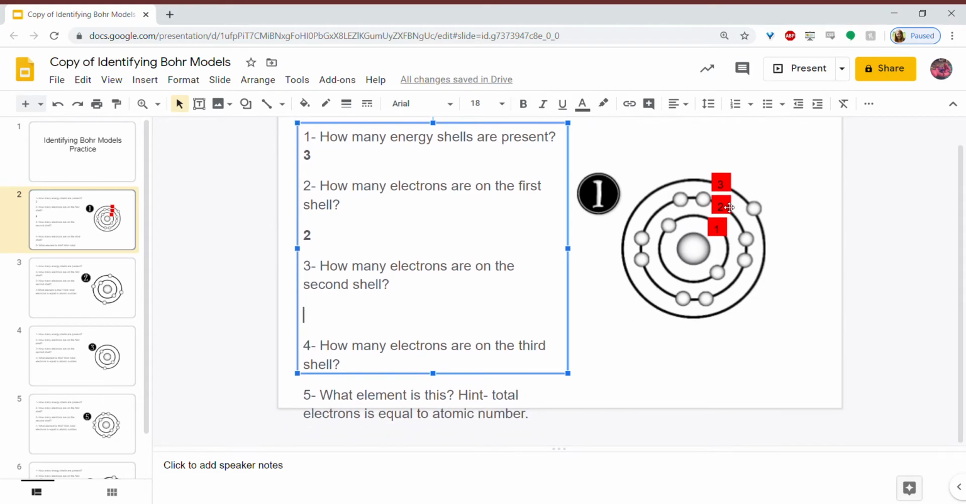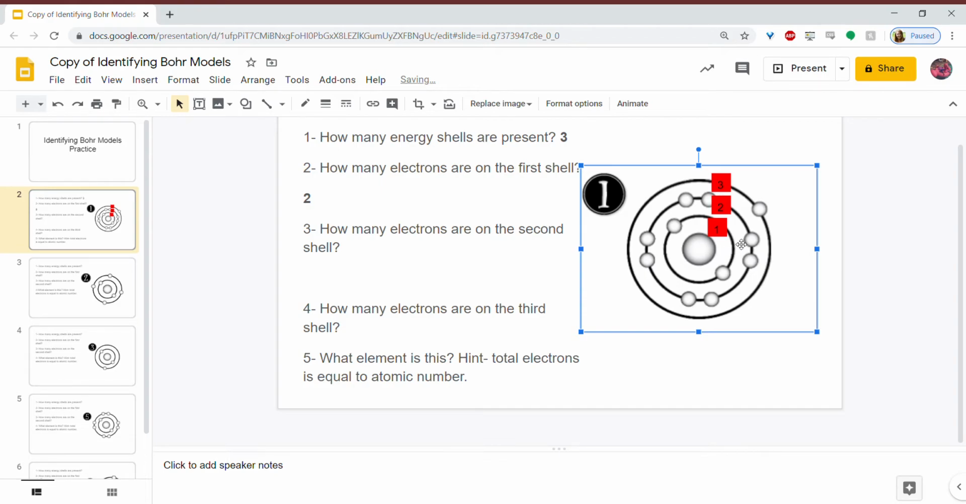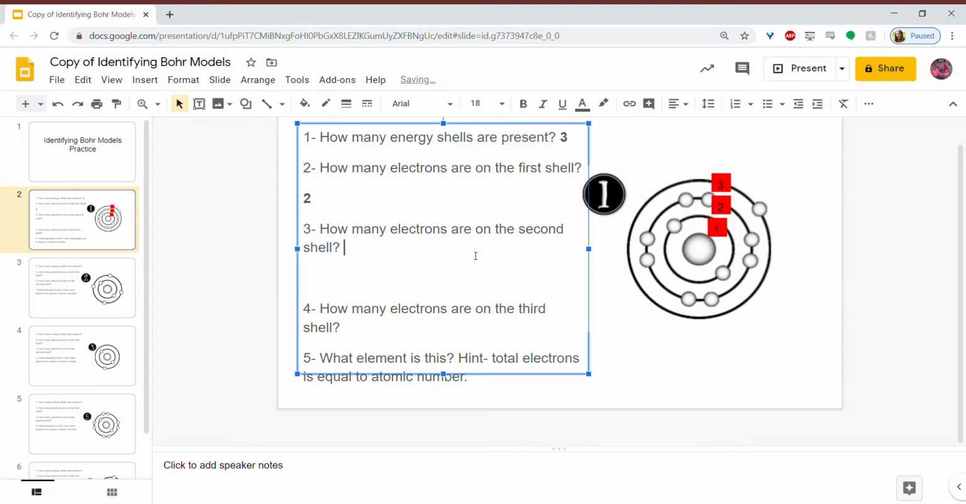How many electrons are on the second shell? So let's look at the second shell, or the second ring. Sorry, let me space this out a little bit so it stays on the page. On the second ring, we've got 1, 2, 3, 4, 5, 6, 7, 8. So again, in the second ring, there are 8 total dots. I just counted how many dots were on the ring.